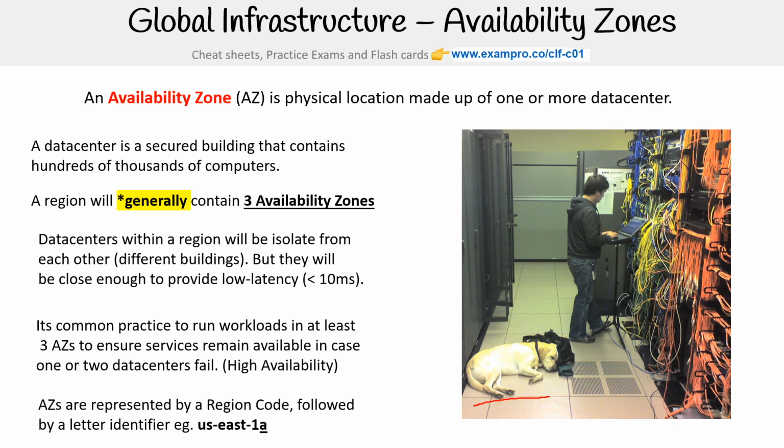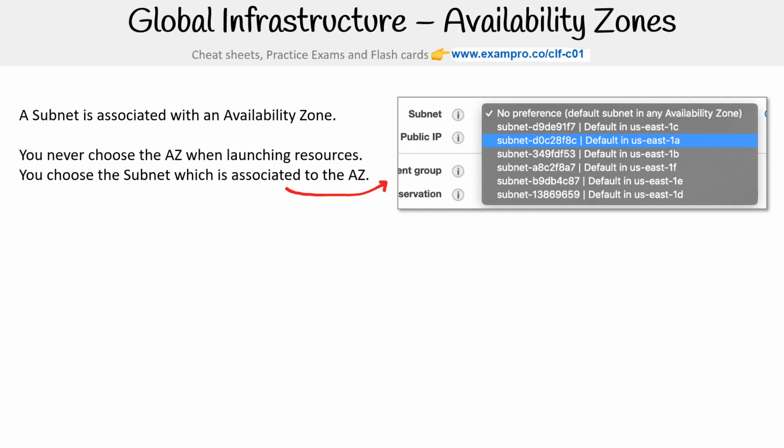AZs are represented by a region code followed by a letter. So here, you'd have US East 1, which would be the region, and then the A would represent the particular availability zone in that region. A subnet, which is related to availability zones, is associated with an availability zone. So you never choose an AZ when launching resources. You always choose a subnet, which is then associated to an AZ. A lot of services don't even require you to choose a subnet because they're fully managed by AWS. But in the case of virtual machines, you're always choosing a subnet, okay?